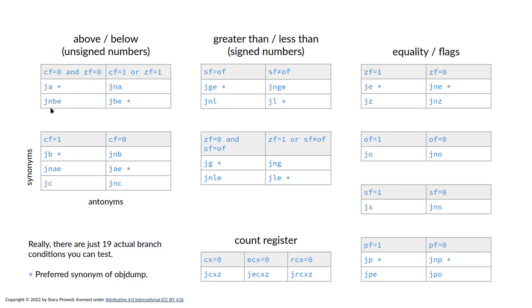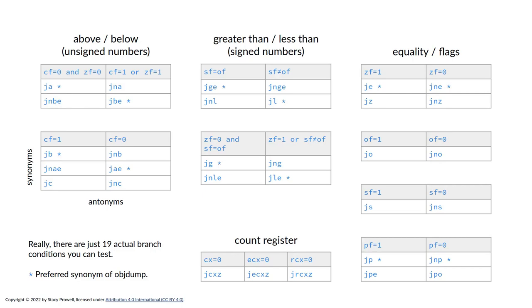Sometimes there's just a pair. Sometimes there are several. The rows represent antonyms. So the opposite of jump if above is jump if not above. The opposite of jump if below or equal is jump if not below or equal. Okay, so that's how they're set up.